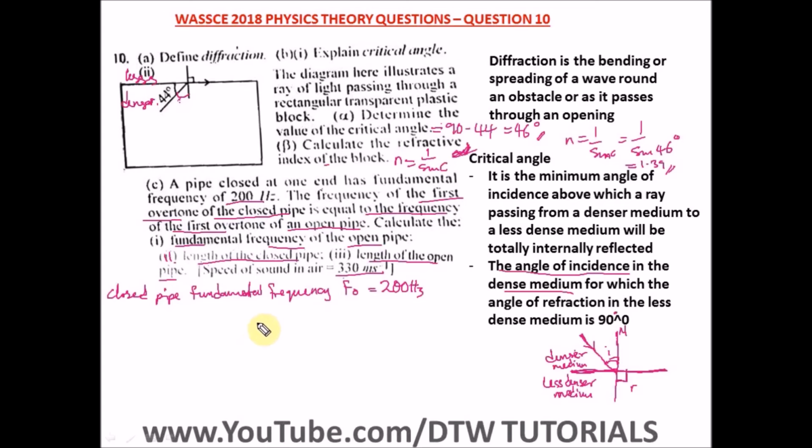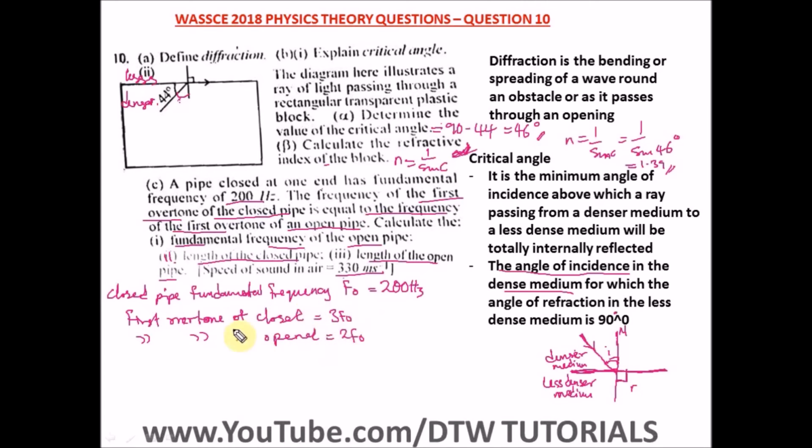And remember that when it comes to your closed pipe, the first overtone is 3 times the fundamental frequency. So here the first overtone of the closed pipe is equal to 3 FO, and the first overtone of the open pipe is equal to 2 FO.